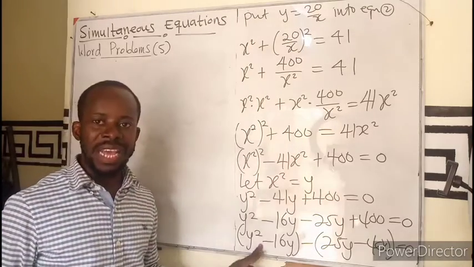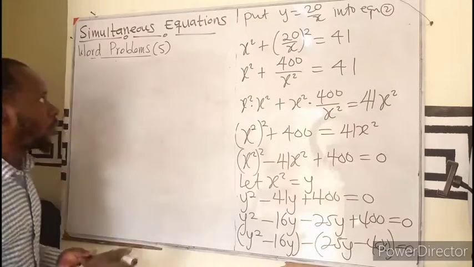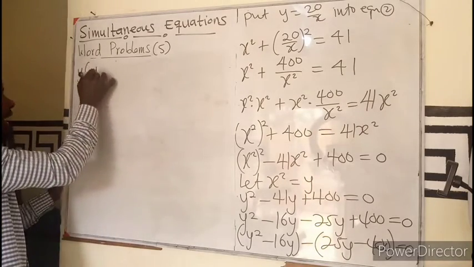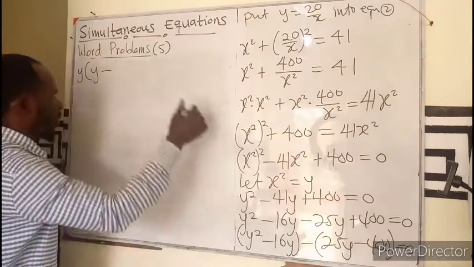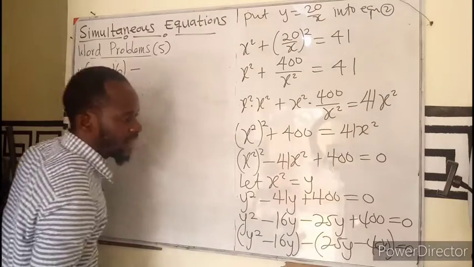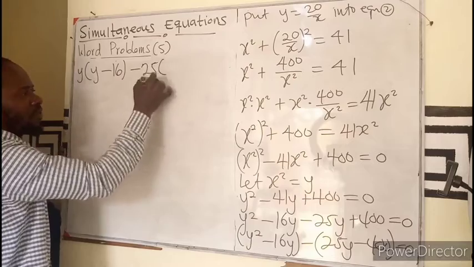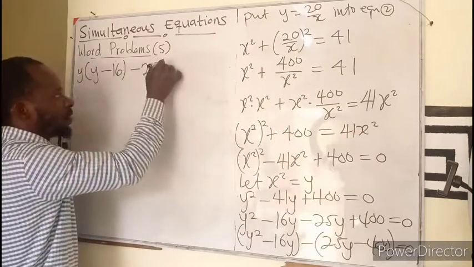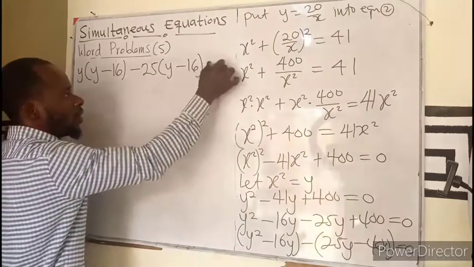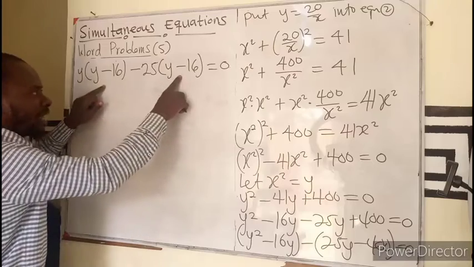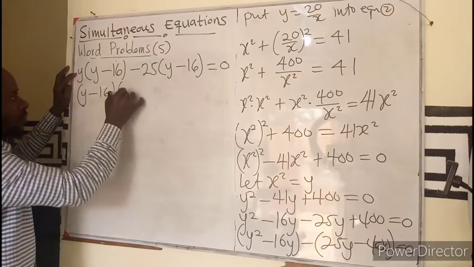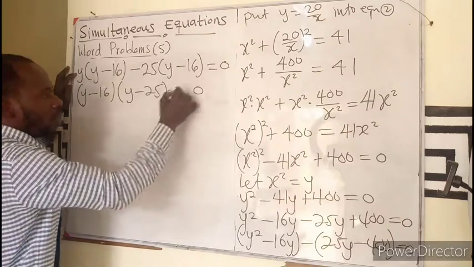We find the common factors in each bracket. Y squared and y: y will be the common factor. Y squared divided by y will give you only y. 16y divided by y will produce 16. Then minus, the common factor for 25y and 400 will be 25. Divide 25y by 25, you get y. Then 400 divided by 25 will be 16, all equals what? 0. Common factor in a bracket. So we take that common factor out. Then the external factor is y minus 25 equals 0.